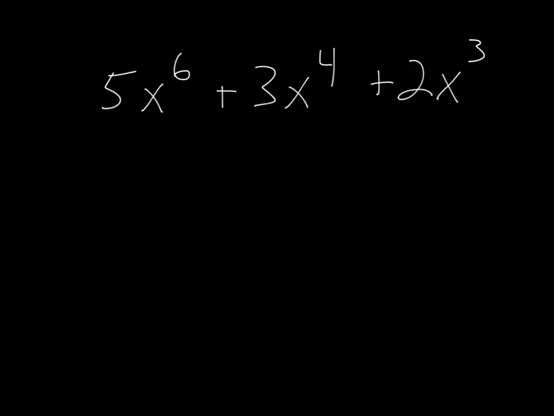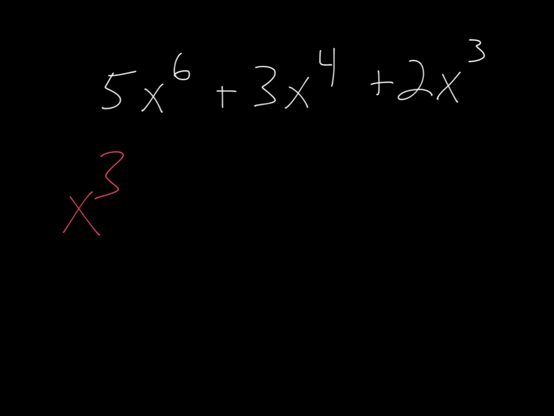Okay, so I'm assuming that you hit pause. So now as we look at this, 5, 3, and 2 have nothing in common. 1 is the biggest number that can go into all 3 of those. So that means that I can't pull out a coefficient. But if I look at their x's, x to the 6th, x to the 4th, and x cubed, they all have an x, so I pull out the lowest power of it. So I want to factor out an x cubed.